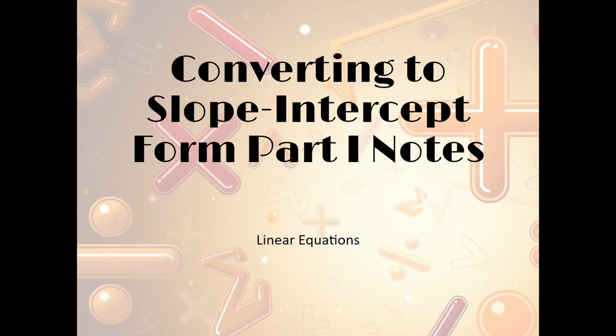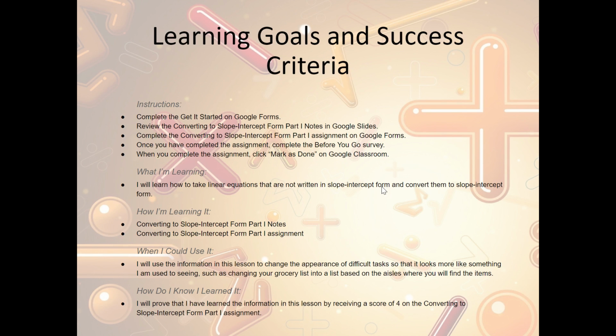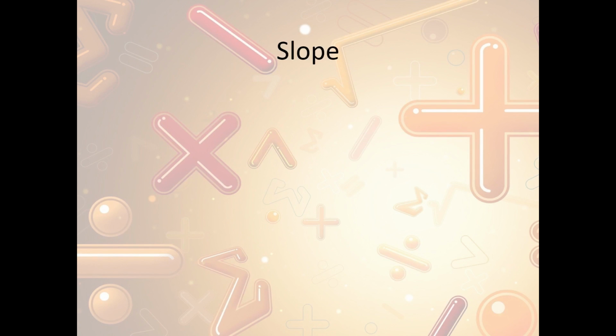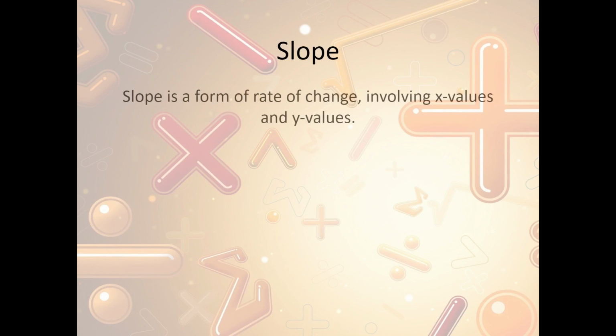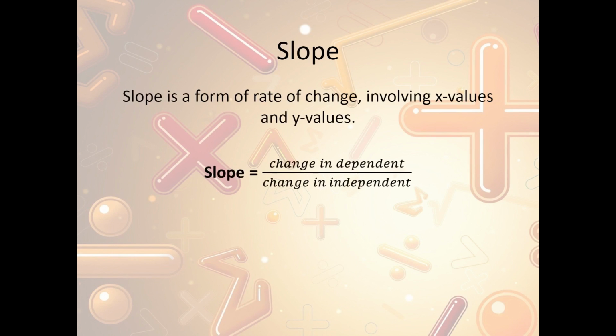Let's take a look now at the Converting to Slope-Intercept Form Part 1 notes. The notes begin with the learning goals and success criteria. Now let's talk about slope. What is slope? Slope is a rate of change involving x values and y values. Slope is known as the change in the dependent variable over the change in the independent variable. Now what does that really mean? That really means that slope is the change in the y values over the change in the x values. So it's always y over x.